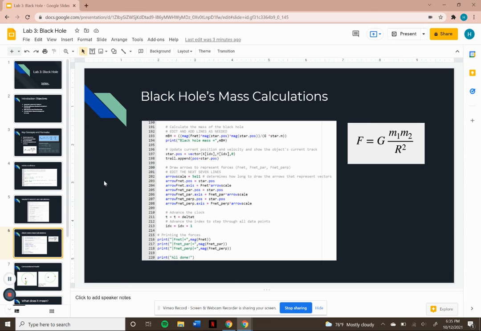The mass of the black hole is calculated by rearranging the law of gravitation formula to find the mass of the hole. And we see here that we have Fnet times r squared over G times the mass of the star. Then we print this into our output for our final mass that we get.